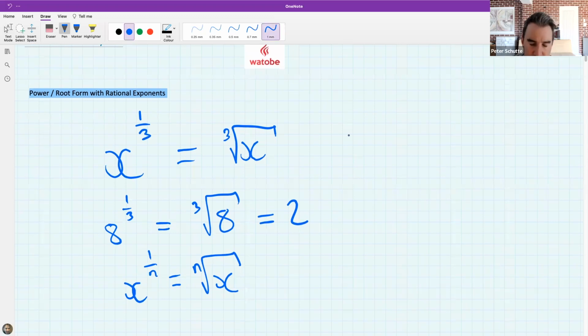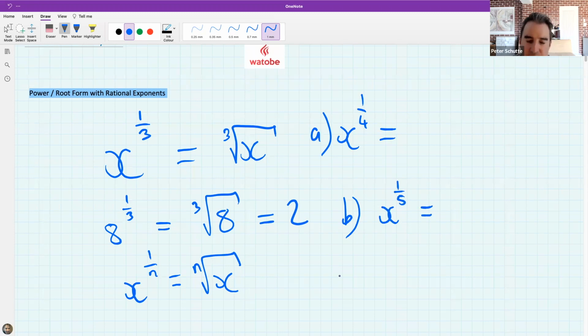So let's go with this one. For a, we'll make it x to the power of a quarter. I want you to write that in root form. For b, I'm going to say x to the power of a fifth. And for c, I'm going to say x to the power of a seventh. So try to write x to the power of a quarter in root form, or radical form for me. Once you've done it, just say done in the chat.